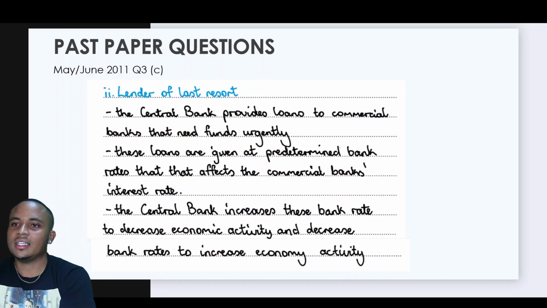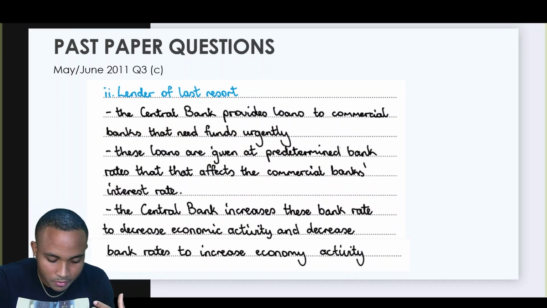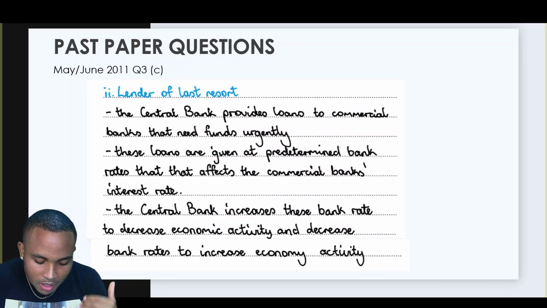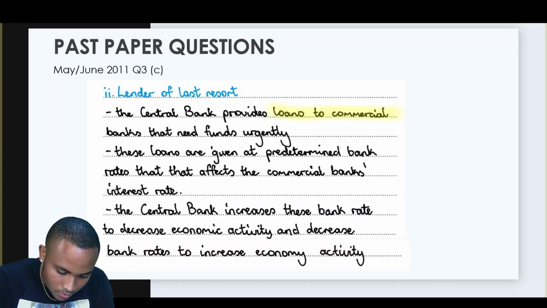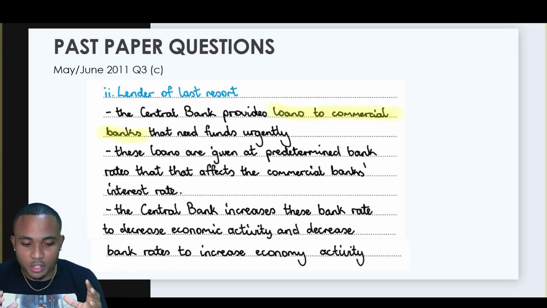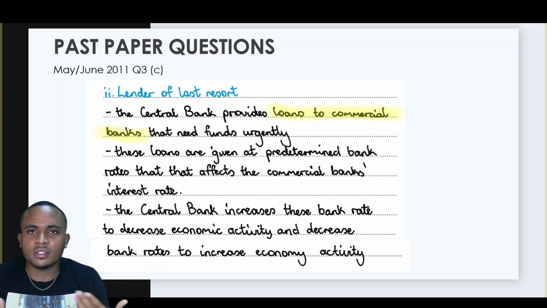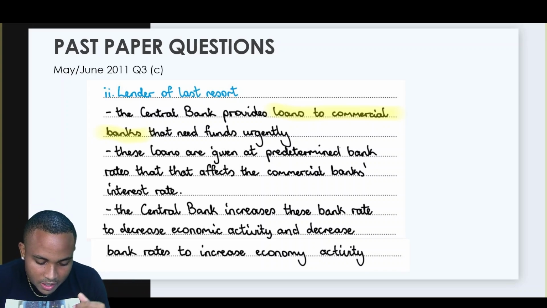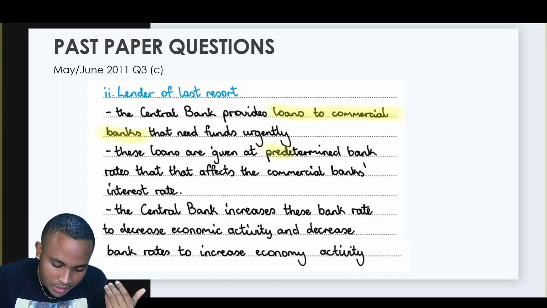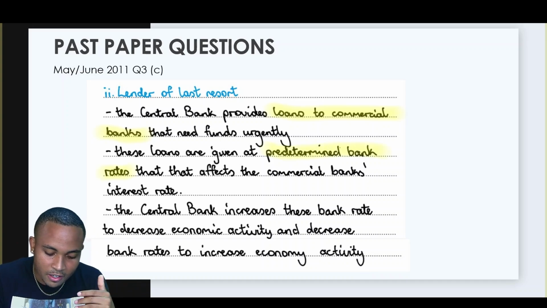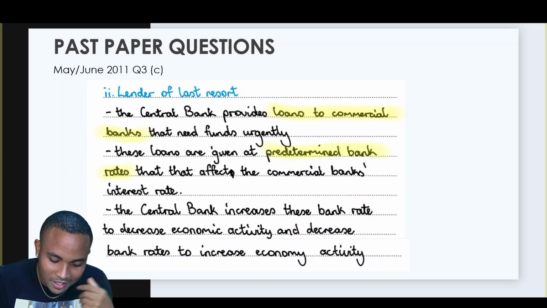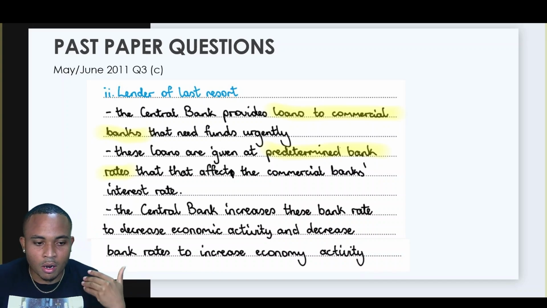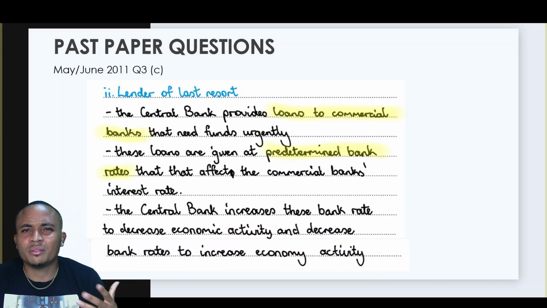Next one we have is the lender of last resort. Again, the central bank provides loans to commercial banks that need the funds urgently. So that is just describing what lender of last resort means. And within this, the loans are given at predetermined bank rates that affect the commercial banks' interest rates. And we describe how the bank rate works, we just discussed it.